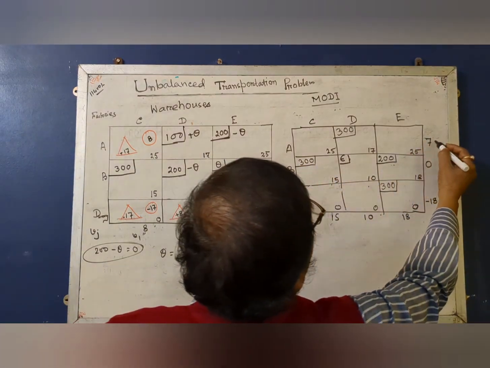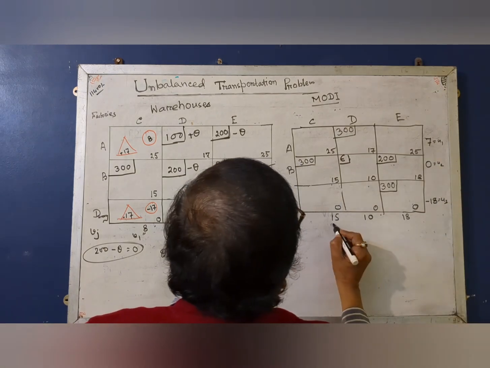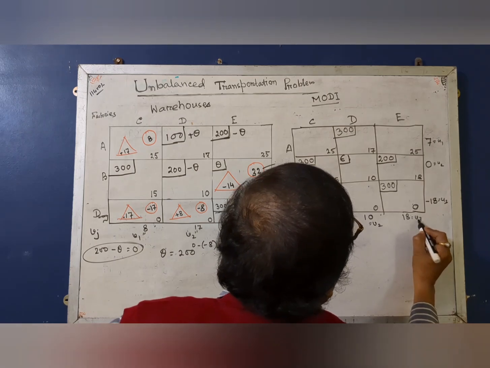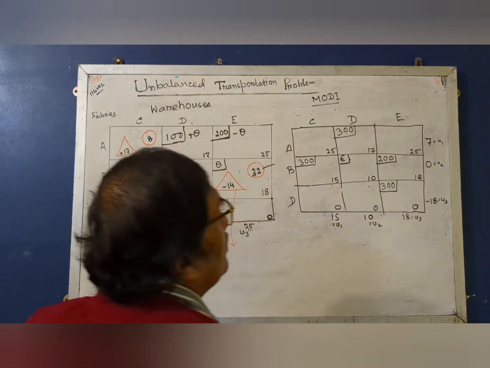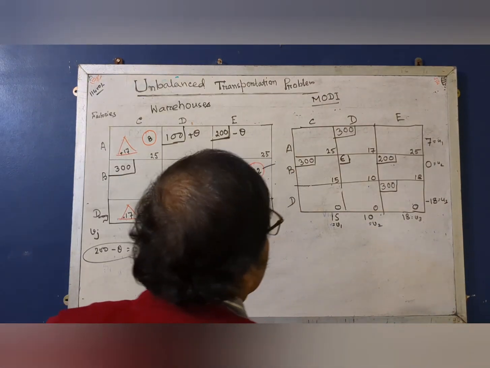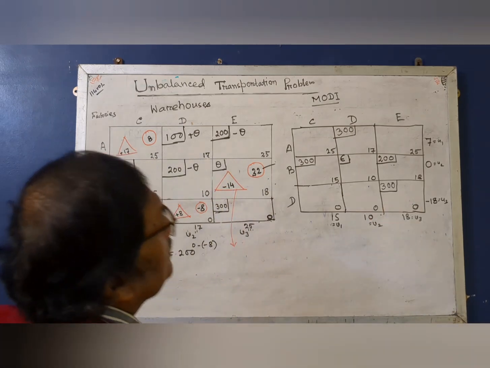This is U1, this is U2, this is U3, as already decided. This is V1, this is V2, and this is V3. You can form the equations and then solve by putting one variable as 0. No problem. But in this case, to make it faster, because in the exam you also get limited time, you can do it in this way.